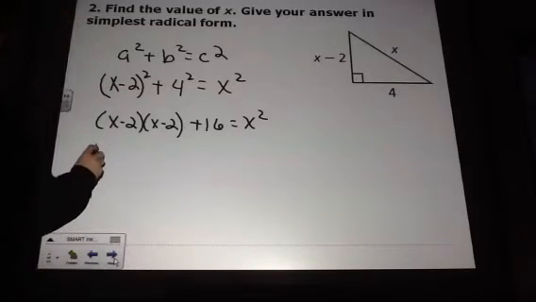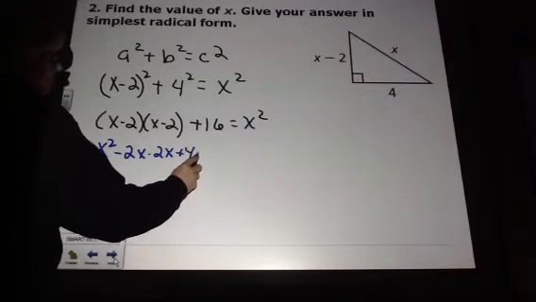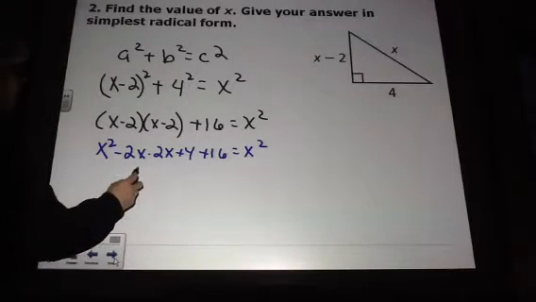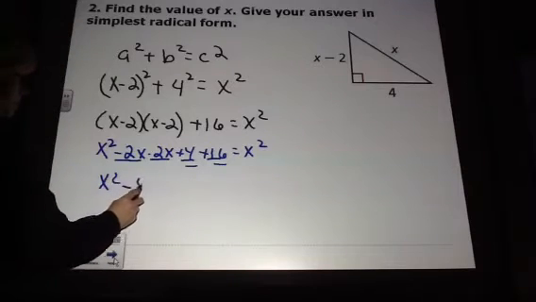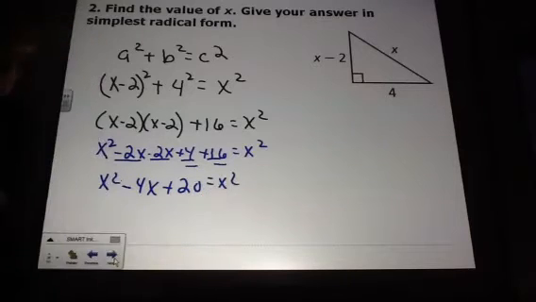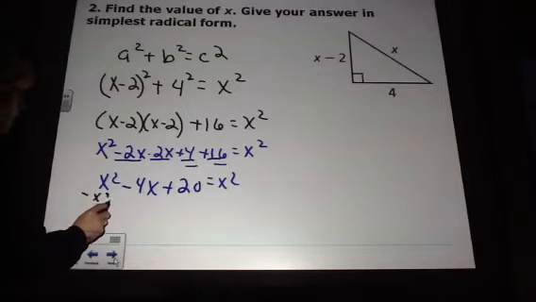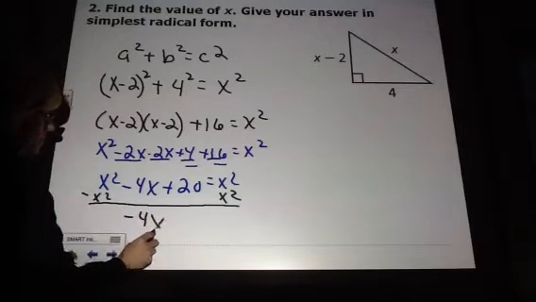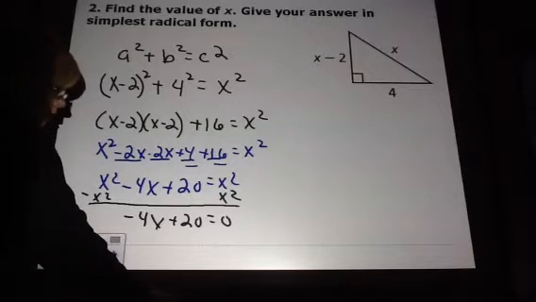Okay, y'all remember how to FOIL? Let's combine like terms. Let's cancel out these x squares. Now you're going to solve it like a two-step equation.